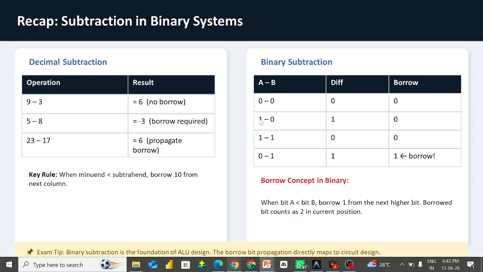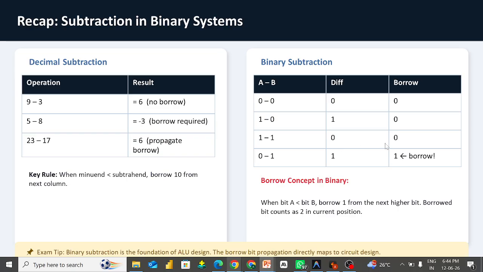So this is minuend and this is subtrahend, okay? When your minuend is smaller than subtrahend, then you are going to borrow. But here your minuend is 1 and subtrahend is 0, right? So you don't need to borrow in this kind of situation. And for 1 minus 1, you will get 0, right?